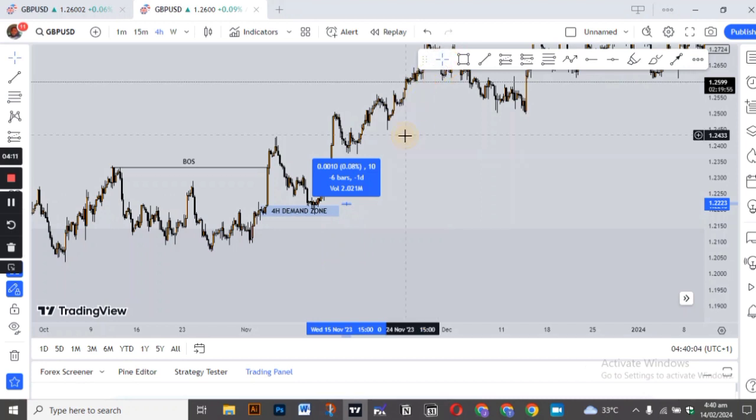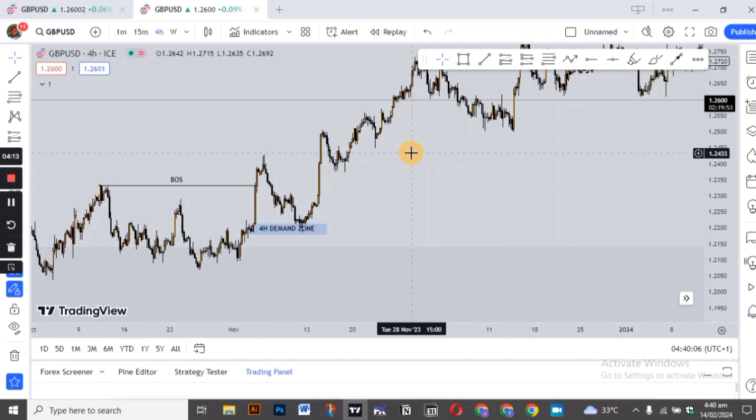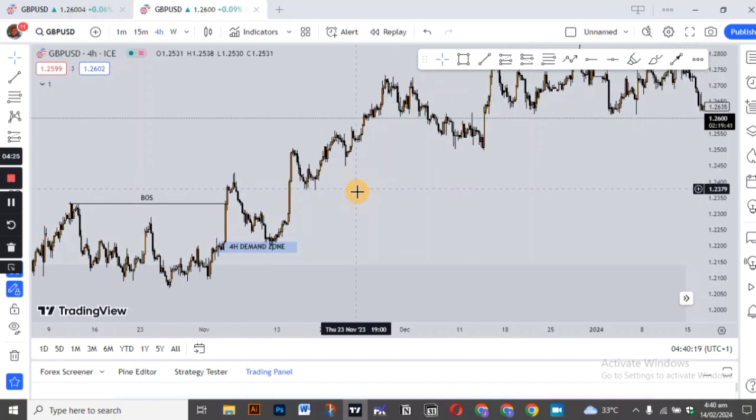15 minute entry. Also, I only trade at most 3 or 2 times in a week, and at times I just see one trade in a week. So patience is key.